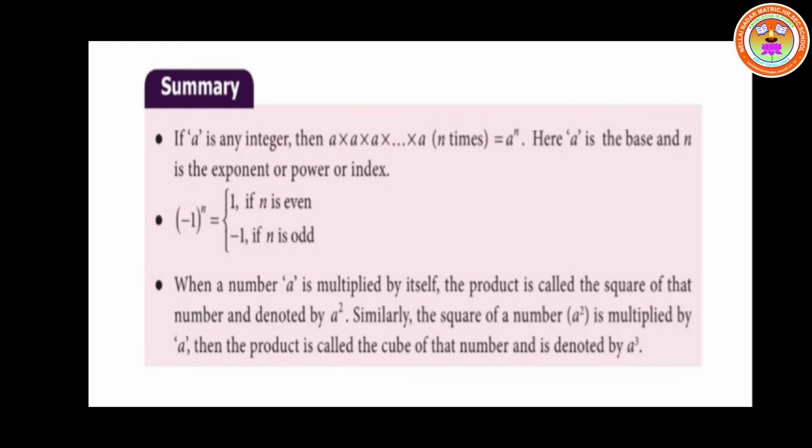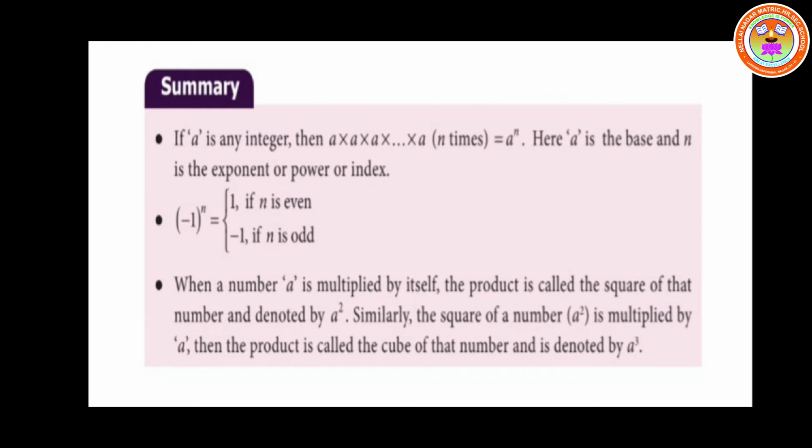Let us recollect everything. If a is any integer, that I already explained to you, a power of n, that is, a is the base and n is the exponent, power or the index. Minus 1 power of n. So minus 1, if it is an even number, for example minus 1 the whole square, means you will be getting minus 1 into minus 1, 1 is your answer. Minus 1 the whole cube, that is the power is odd, means you will get minus 1 itself. That's what is explained here.